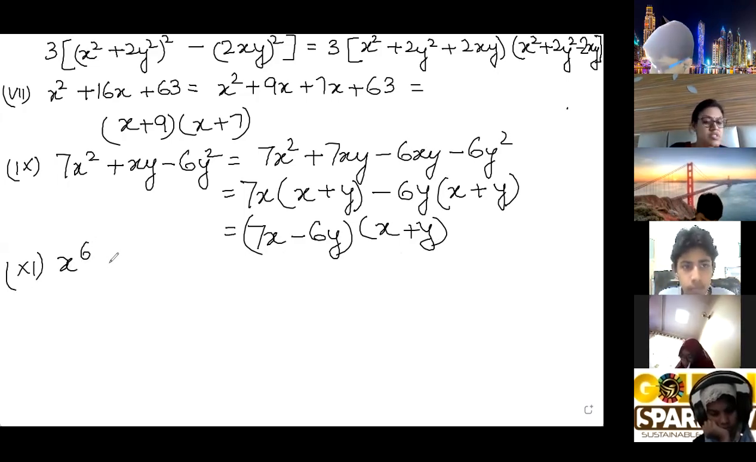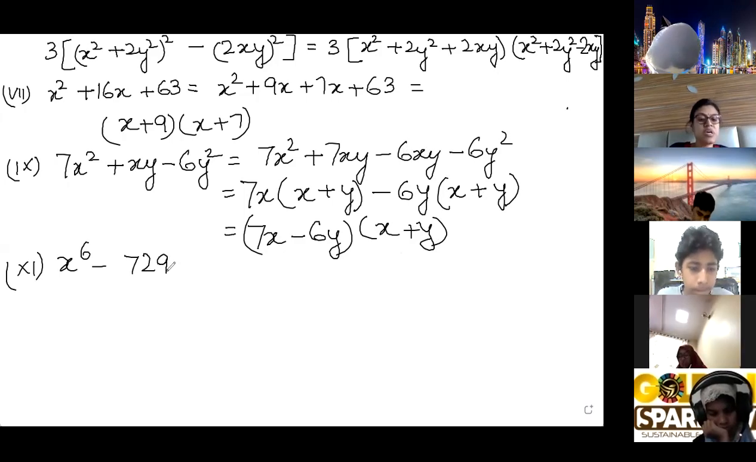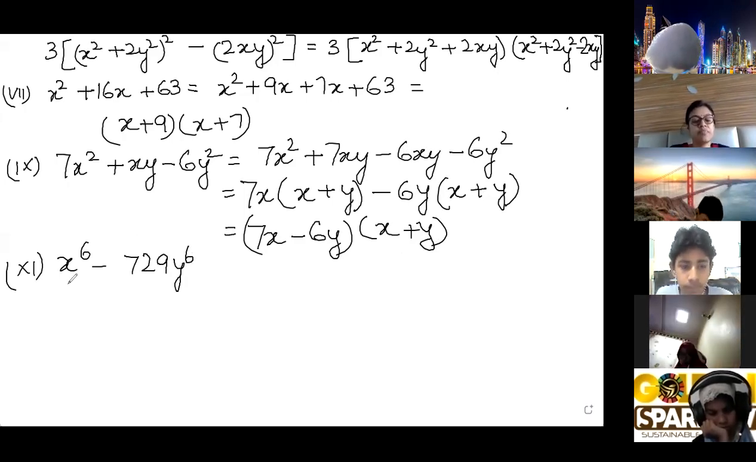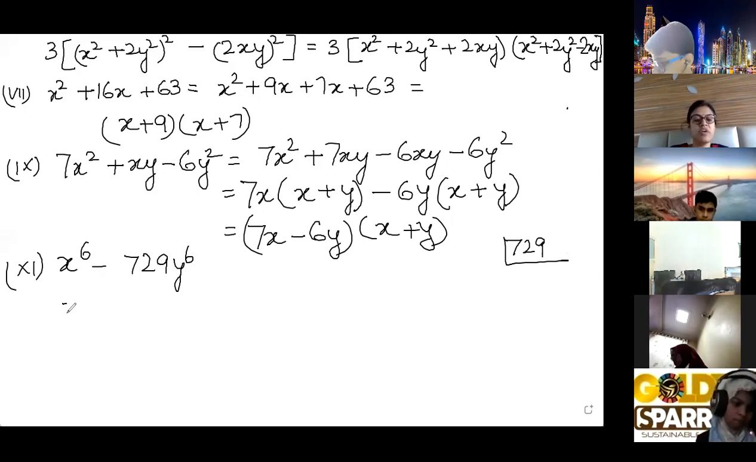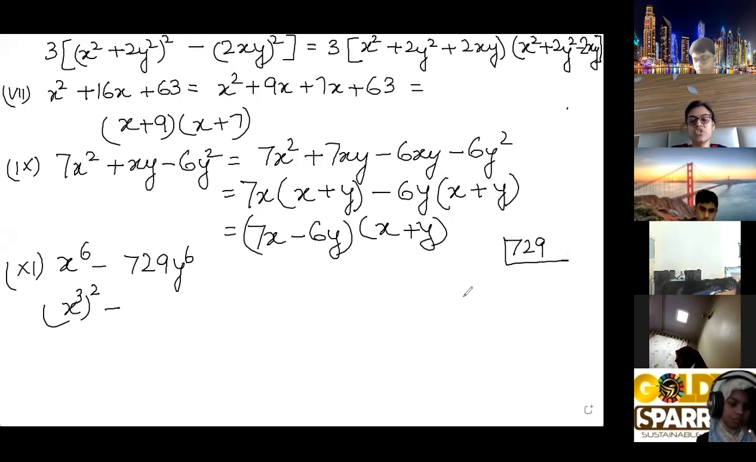x raised to 6 minus 729y raised to 6. First of all, factorize 729 first. Take its cube root. How much is 729? Because I have to break it into x cube whole square, so I should have it in cube form. Anyone? Just give me the prime factorization of 729.